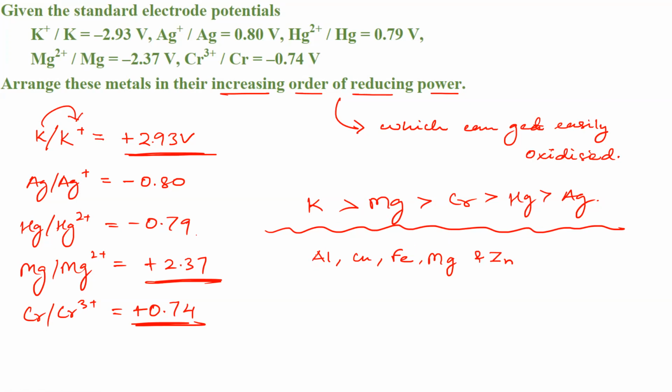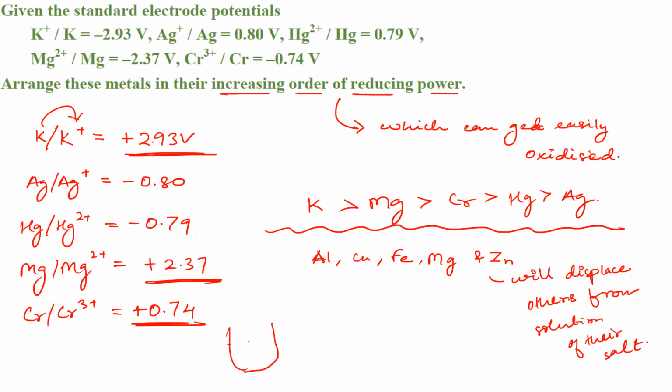Okay. So you have these metals and they are asking which of these metals will displace others from a solution of their salt. So first of all, see what is happening here. Which of the following will displace others from the solution of their salt? That means solution, first of all. So there will be water.